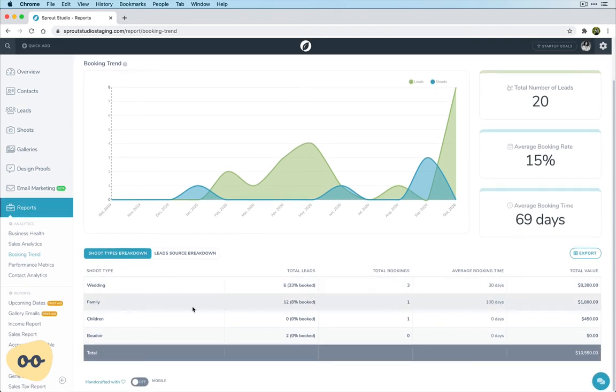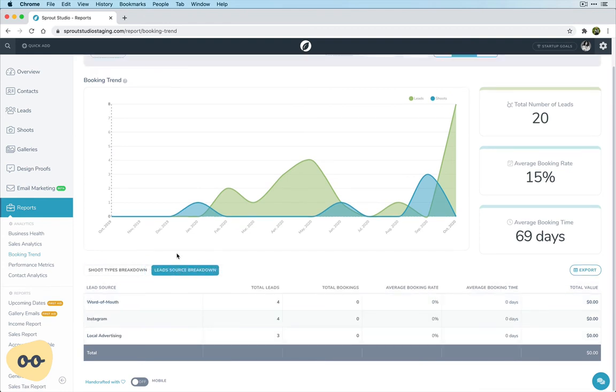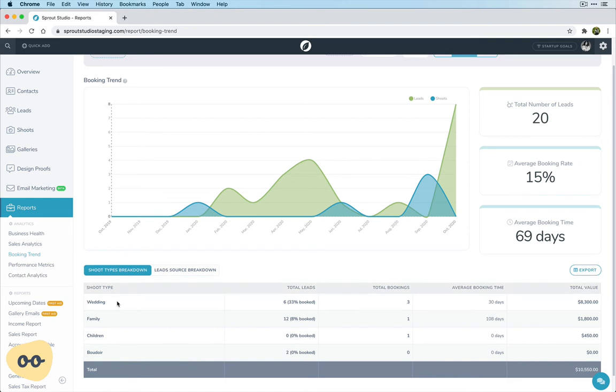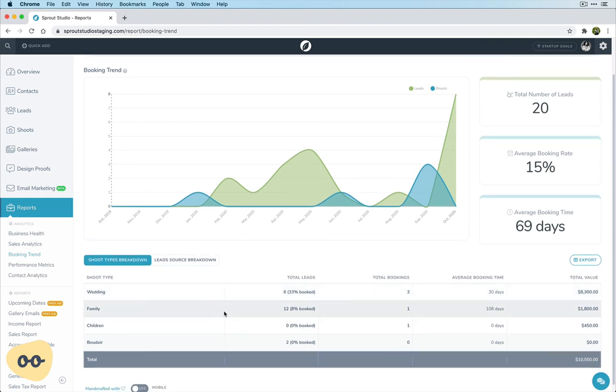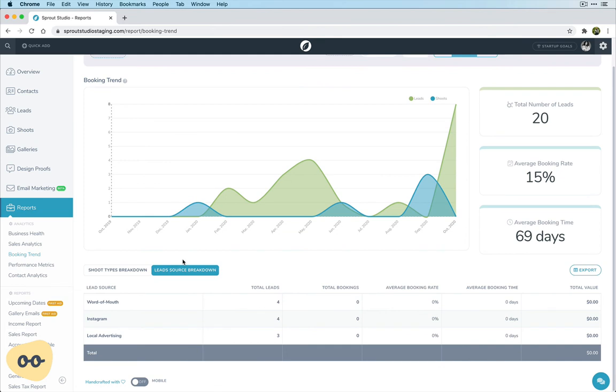Now down here, it's going to show you both the shoot types breakdown and also the lead source breakdown. Basically meaning, for wedding leads, what are these numbers? What's the total number of leads that I've had? What percentage of them had booked? How many bookings are there total? What was the average time for that? And what was the total value of that? So you can see that per shoot type and then also per lead source.